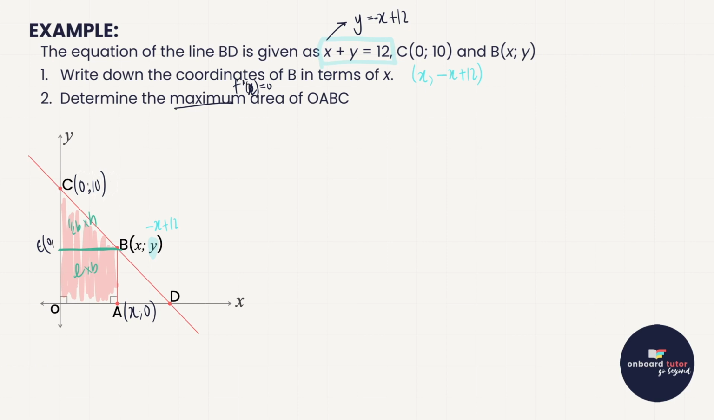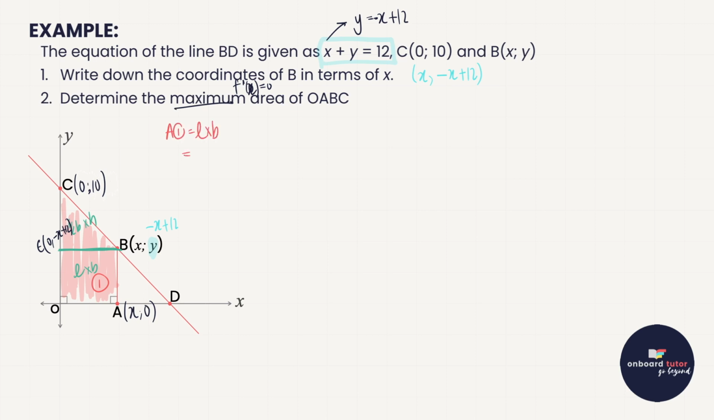So 0 and minus x plus 12. Okay, so that's at least my understanding of the coordinates there. So I can work out at least this shape here. Let's call it shape 1. Okay, so the area of shape 1 is length times breadth.